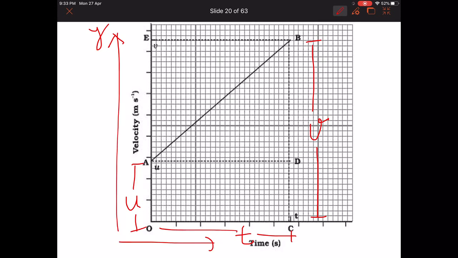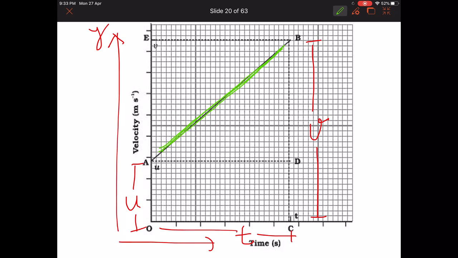OC is the time that the object takes in order to go from the initial velocity to reaching the final velocity. How much time does it take? It takes t time, right? Now in this case, the velocity is increasing uniformly, which means that if you look at this part of the graph, the AB, it gives you a slanting line. What does it tell you? That the velocity is increasing, but it is increasing at a very uniform rate.